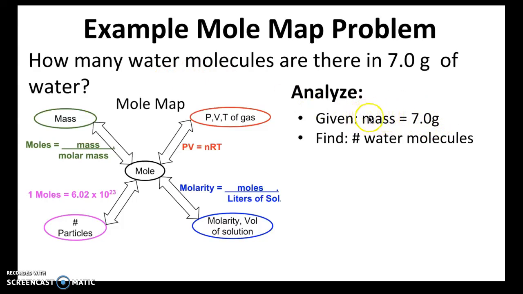Notice how I put mass equals 7 grams. It's helpful to actually write out what the measurement or the quantity is representing, because that'll help you keep track of where you're at in the mole map. And we're trying to find the number of water molecules. Again, writing that out is super helpful.